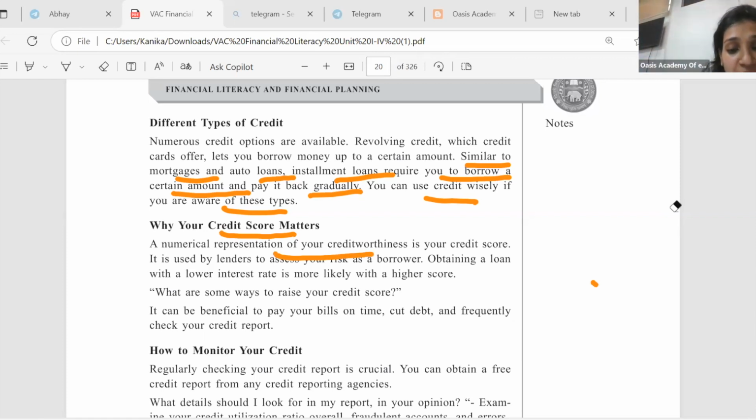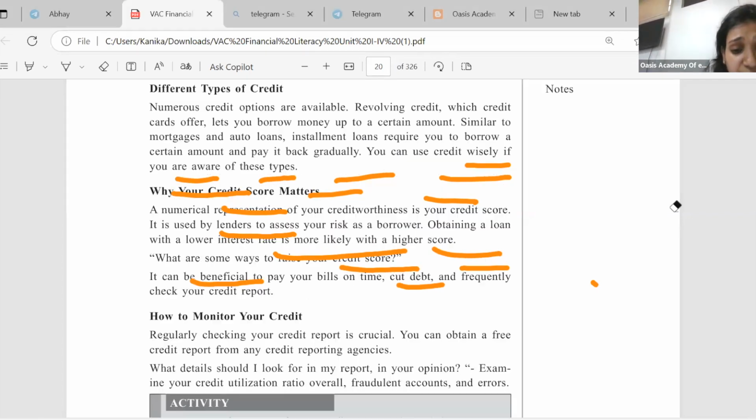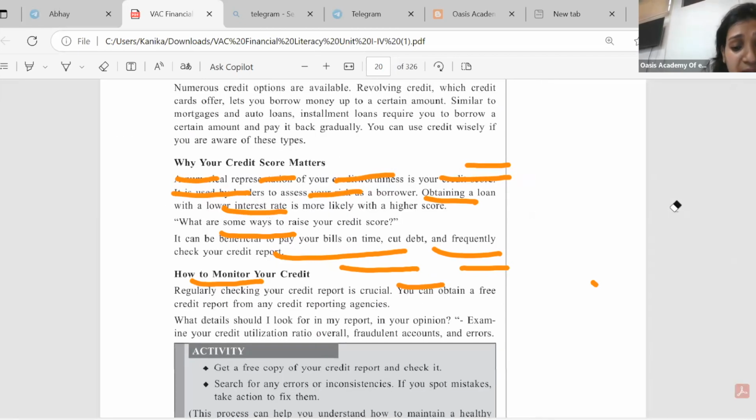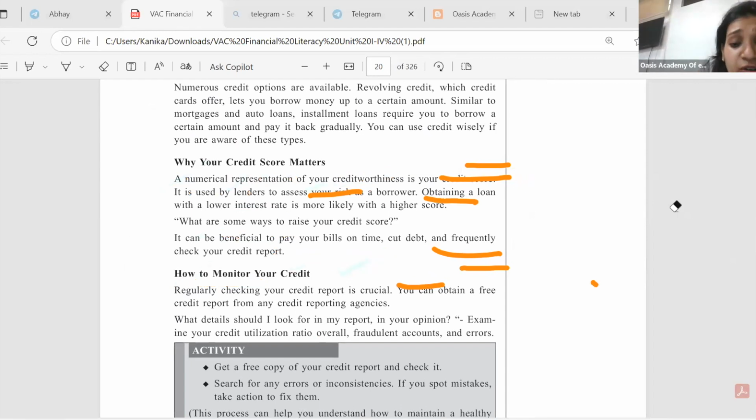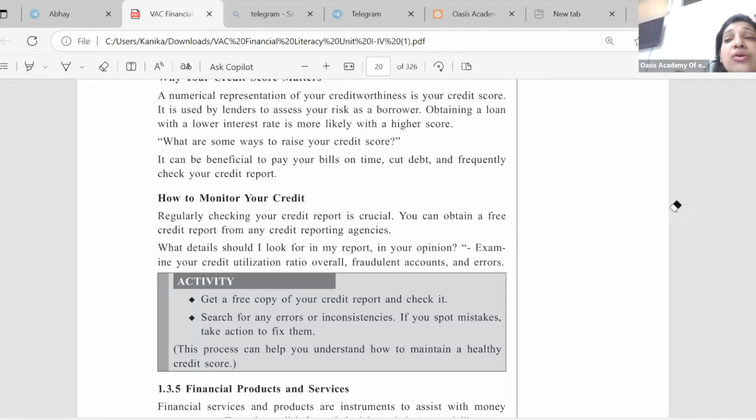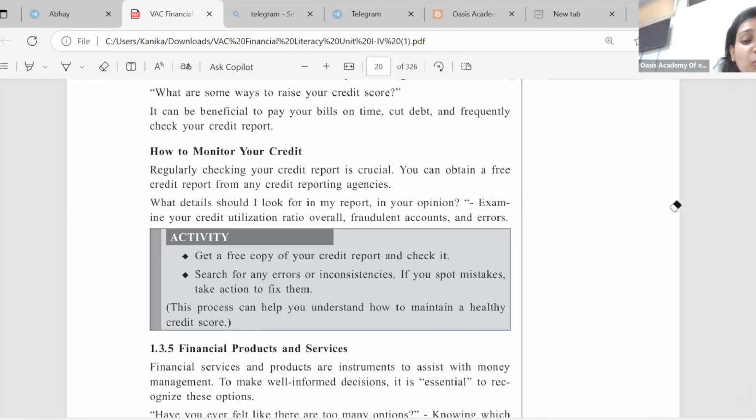A numerical representation of creditworthiness is a credit score. It is used by lenders to assess risk in borrowers. Obtaining a loan with a lower interest rate is more likely with a higher score. So again, you should know what you mean by a credit score. And having a good credit score is very important for your financial decisions, your portfolio, and everything. Because this all shows how good and reliable an investor you are in making your payments and receipts. Now, how do you monitor your credit?